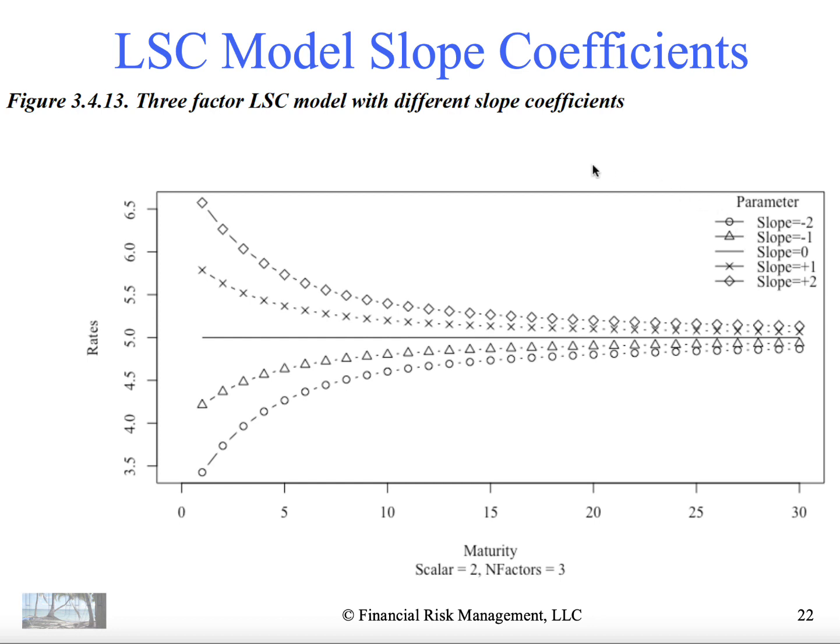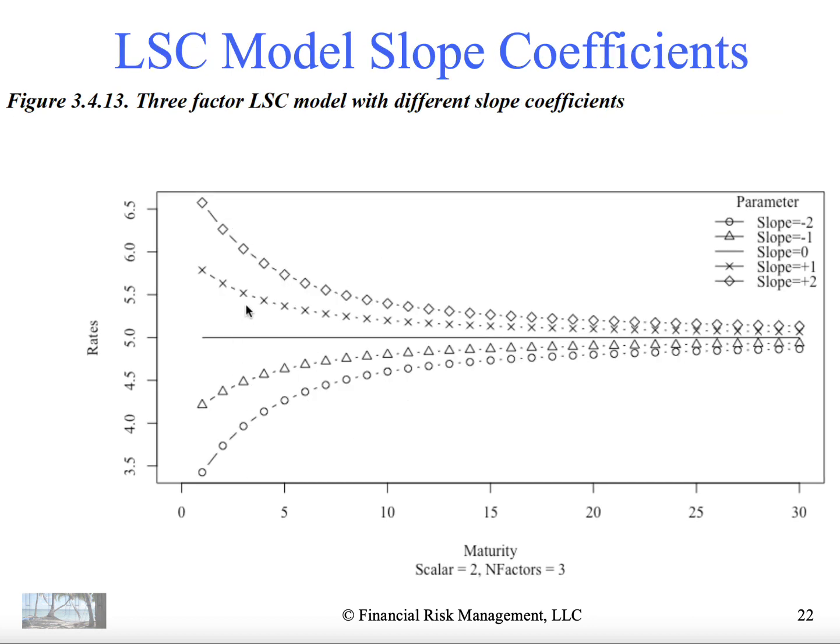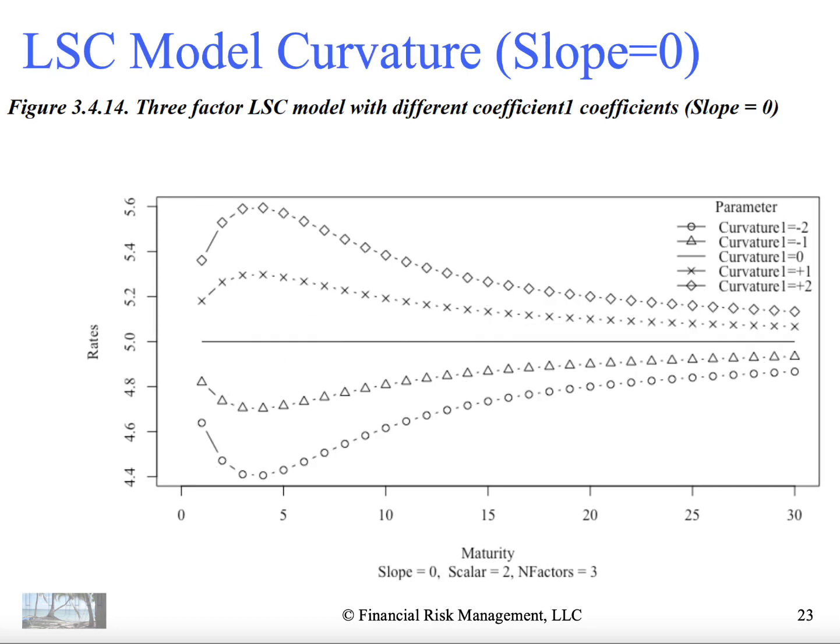In the 3-factor model with different slopes, if I have a -2 slope, notice that that's actually upward sloping. A -1 slope is not as steep. And then the +2 is the steepest inverted curve. +1 is a little flatter, but not completely flat. A slope of 0 applies a flat line across the curve. And so we can adjust the particular shape of the function by changing the slope parameter.